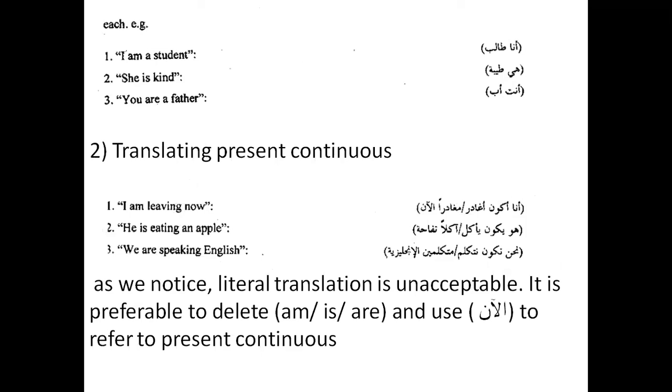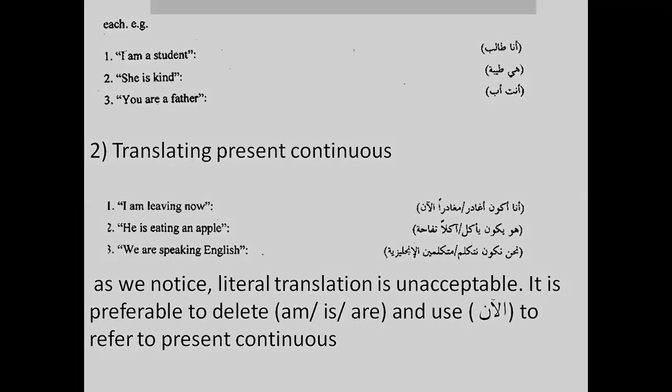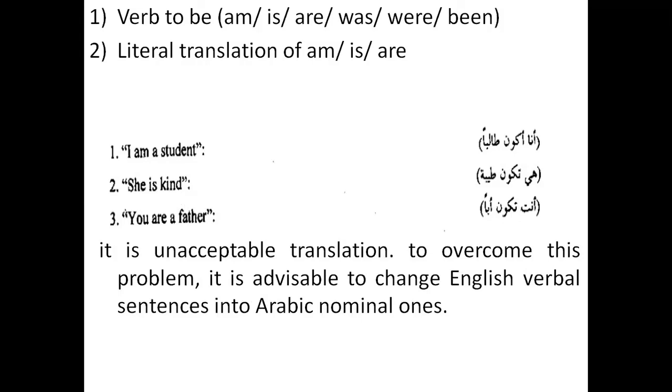So look at "I am a student": أنا طالب. هي طبيبة. أنت أب. As you see, the English sentences are verbal sentences, while the Arabic sentences are nominal sentences. So the first strategy to overcome the problem of rendering am as أكون or تكون is changing the verbal sentences into nominal sentences, and in this way our translation will be acceptable.